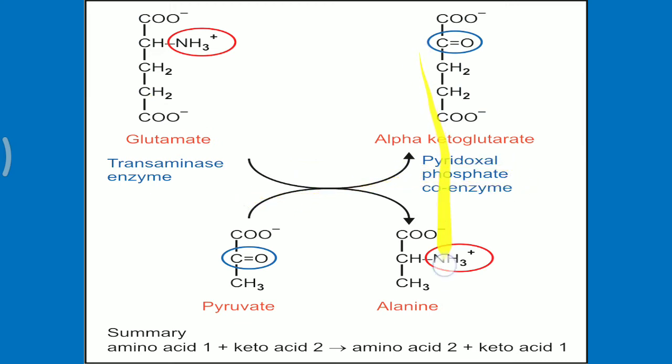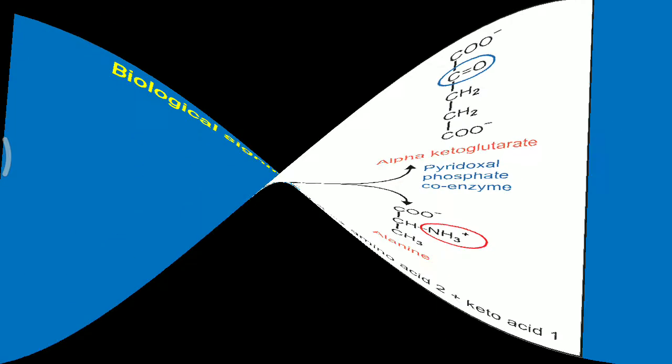In the same way, this reaction is reversible. So alpha ketoglutarate can combine with the alanine and form glutamate, and in the same way pyruvate will be generated. So that is a reversible reaction, that is the transamination reaction.